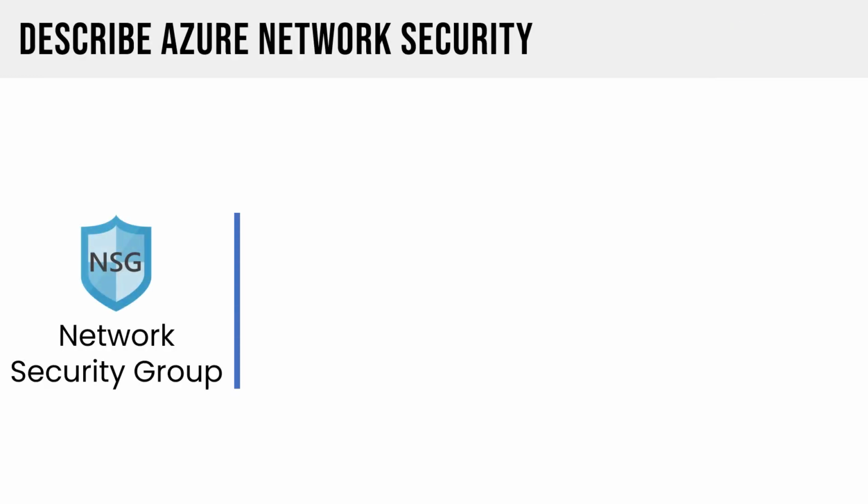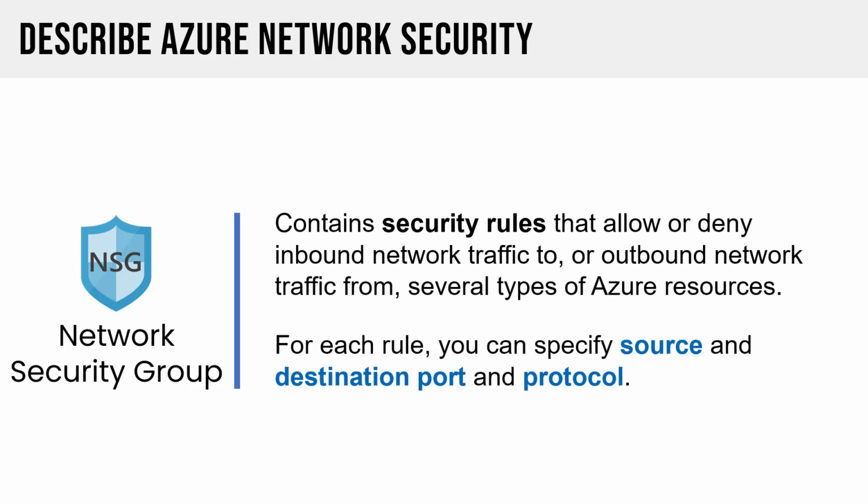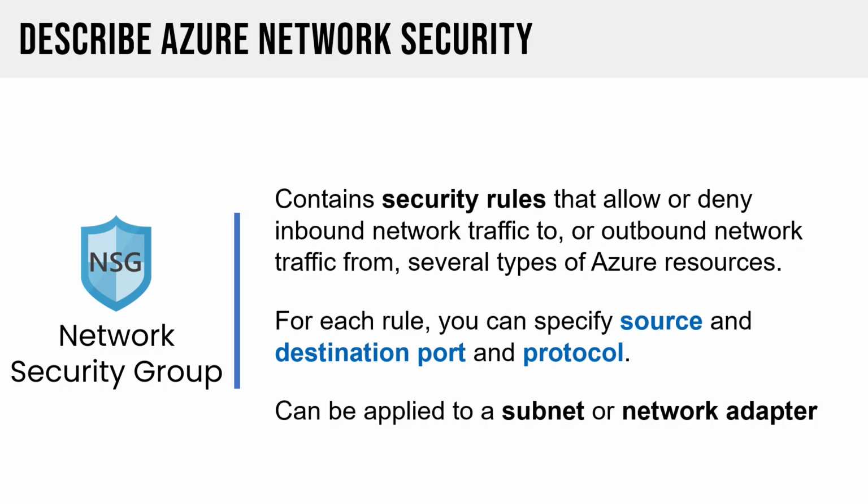We'll start with network security groups. A network security group contains security rules that allow or deny inbound traffic to or outbound traffic from several types of Azure resources. For each rule you can specify a source and a destination port, so source port, destination port, and protocol. And you can have inbound and outbound rules, and you can apply a network security group to a subnet or a network adapter. Sometimes you'll hear a network adapter called a NIC.